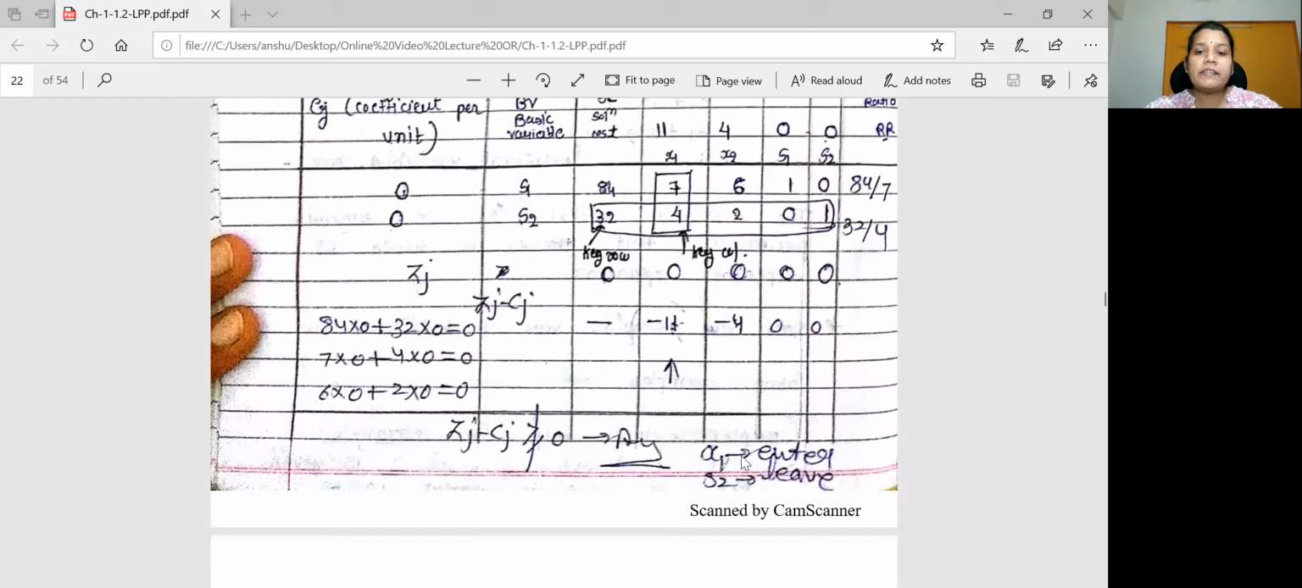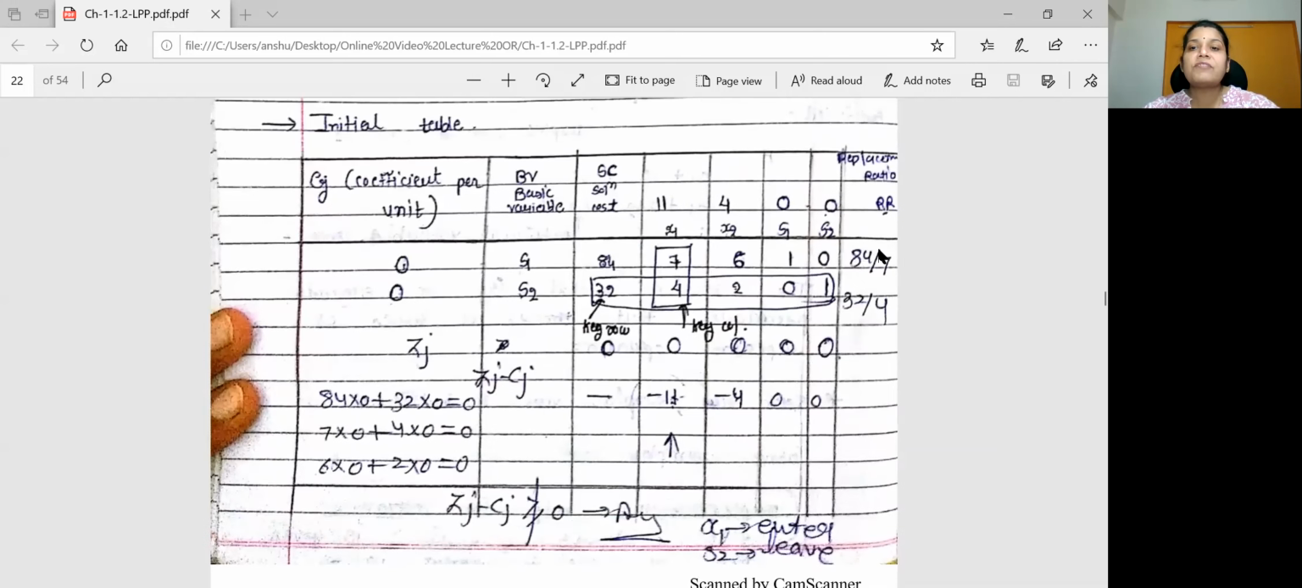So the entering variable is x1. If any variable enters, then another variable must leave. So x1 enters in place of s1 and s2; either s1 or s2 will leave from here. Got it. So x1 is enter. Then which of s1 and s2 will leave? Then we find the replacement ratio RR. Okay.